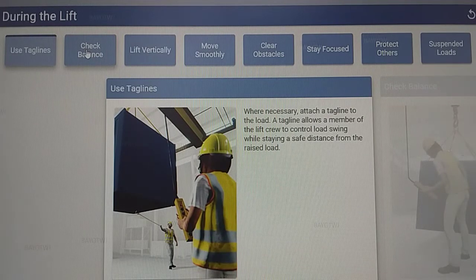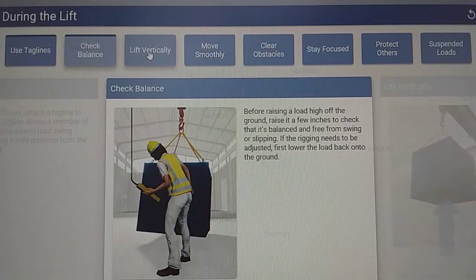A tagline allows a member of the lift crew to control load swing while staying a safe distance from the raised load. Before raising a load high off the ground, raise it a few inches to check that it's balanced and free from swing or slipping. If the rigging needs to be adjusted, first lower the load back onto the ground.